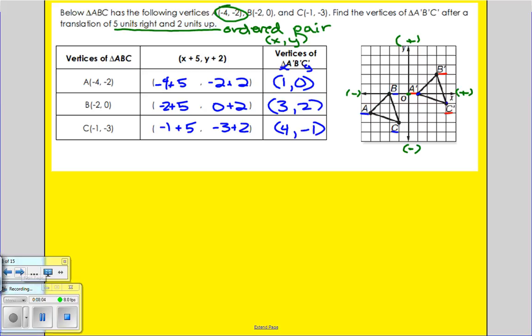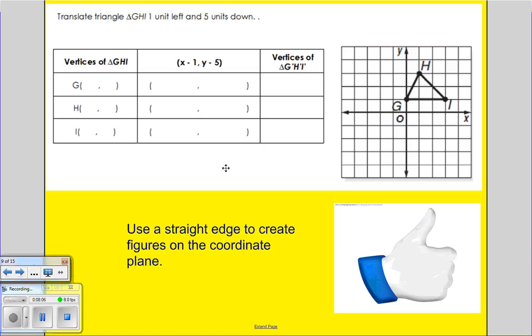All right, let's take a look at another one. We're going to go 1 unit left and 5 units down for this triangle, which is GHI. So our new triangle will be called G prime, H prime, I prime. And remember that moving left on the x-axis goes into the negative numbers. So we're going to subtract 1 here to move left, x minus 1. And moving down is negative on the y-axis, so we're going to subtract 5 units from each of our y coordinates.